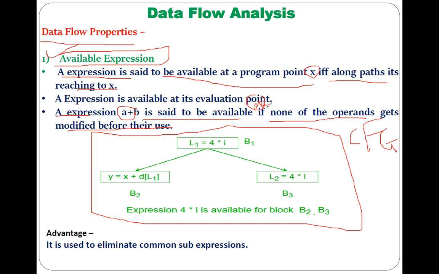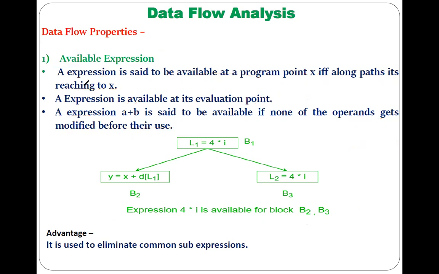Whenever it is getting available at this point X, neither A should get modified, nor B should get modified. Then and only then can we say at this point X in the program, A plus B is available. When can we say A plus B is available at X? When A plus B will not get modified until it is utilized at this point X. Understood? The same thing I have mentioned here.